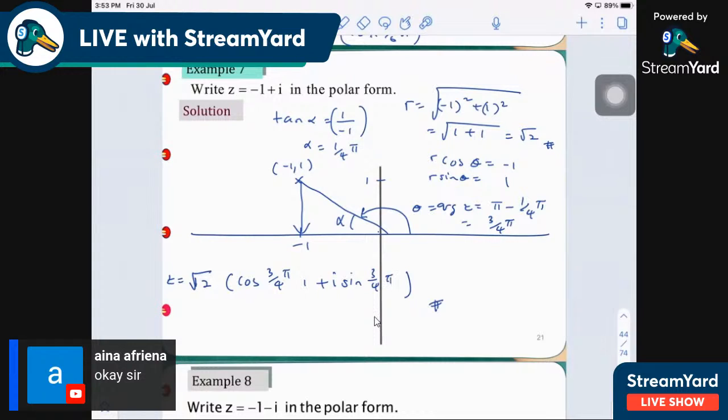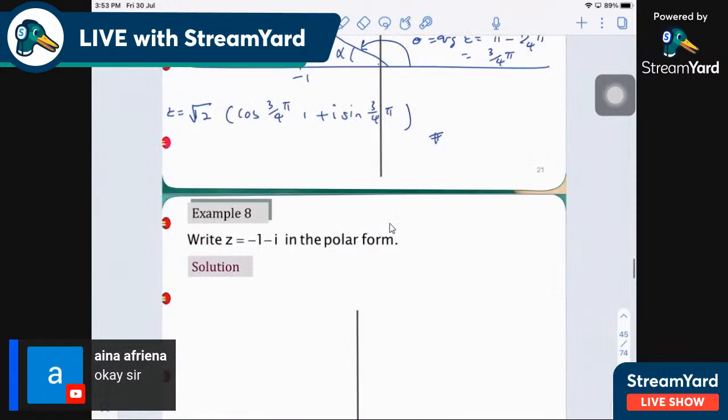Okay. Terima kasih siapa yang betulkan saya tadi. Terima kasih banyak-banyak. Okay, I carry on some more, boleh I go to example 8 there now.